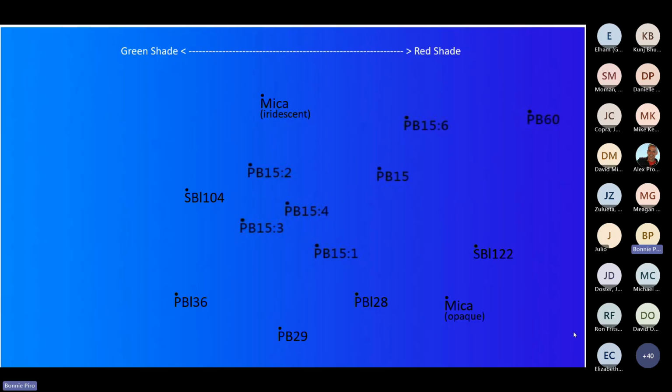So the blue color space, we talk about that with respect to it being a green shade blue or a red shade blue. There are not as many spaces that fill this area, so this just gives you a feel for where some of the more important color indexes are with respect to color in terms of both organic and inorganic. And mica effect pigments fall into this space as well.